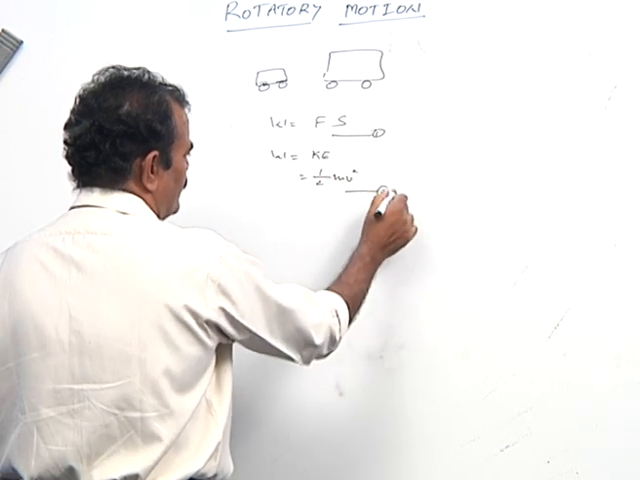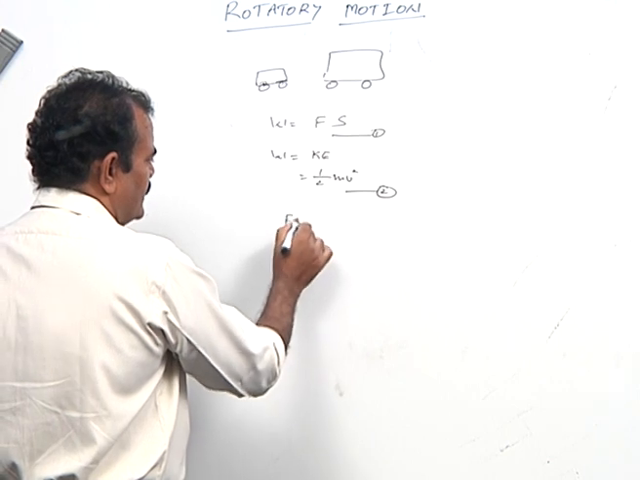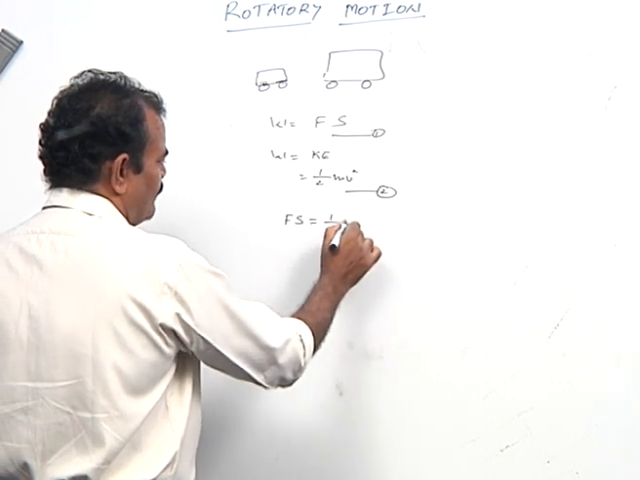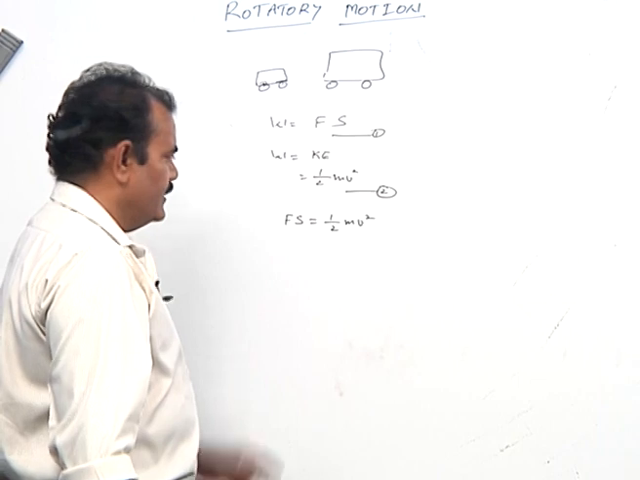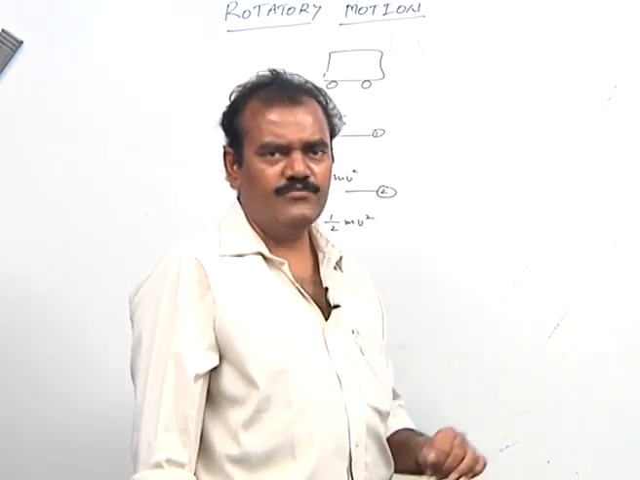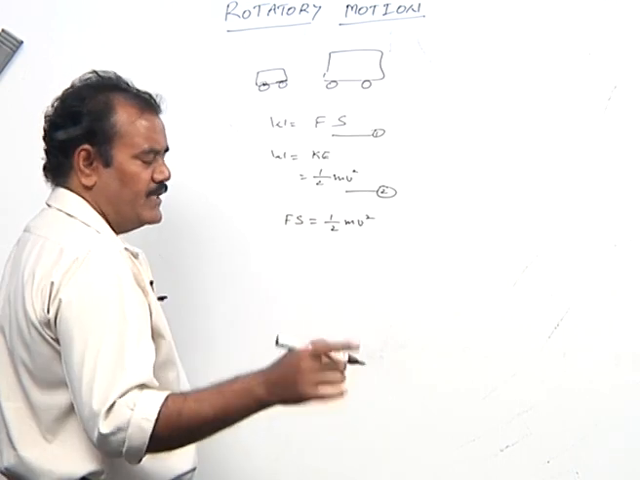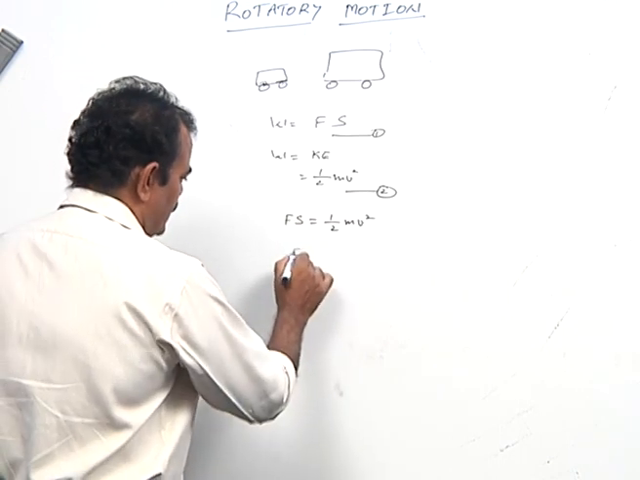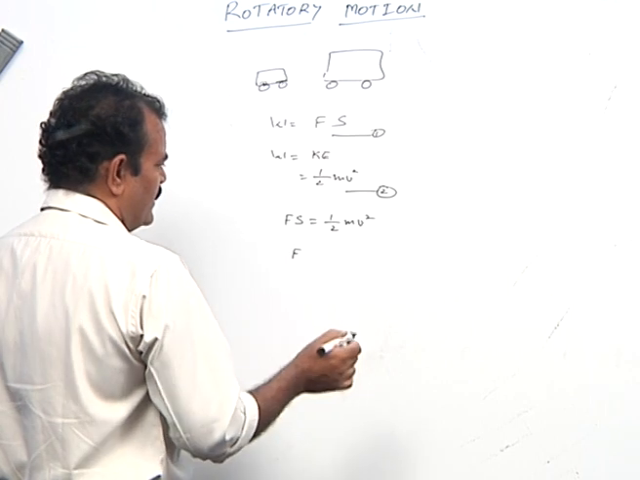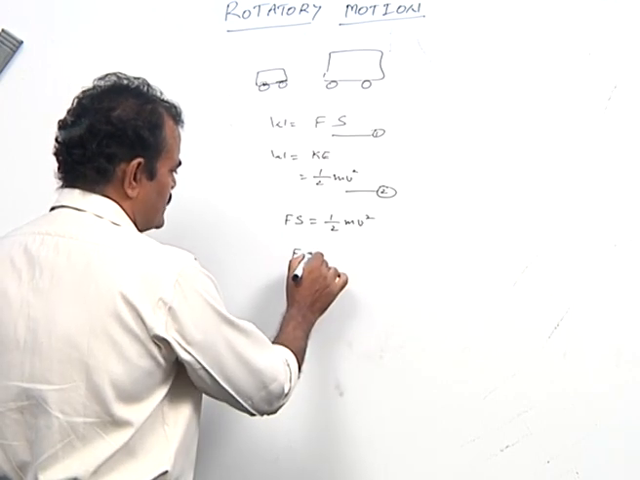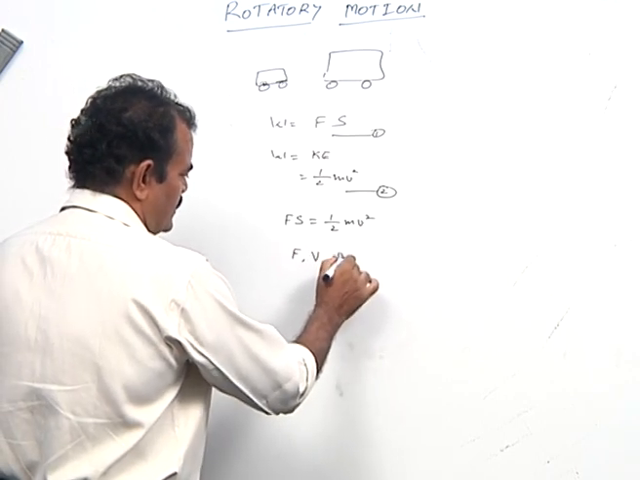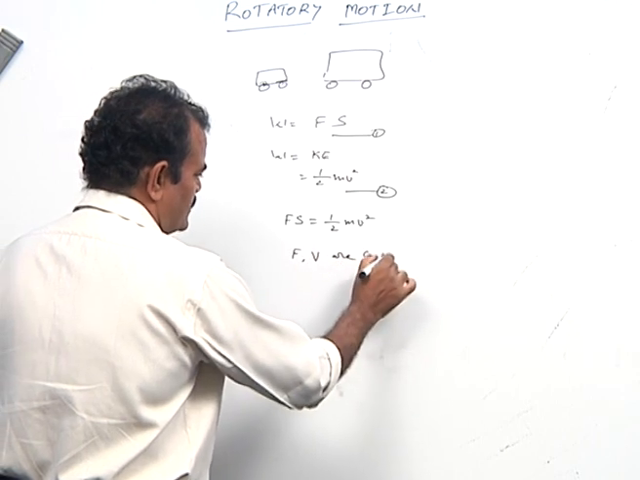Half mv square is here. From 1 and 2, we can balance that Fs is equal to half mv square. Now here F is already constant. Why? Because already you are mentioned they are stopped by a same retarding force. So that's why here F is a constant, and thereafter they are moving with the same velocity. V is constant. So F comma V are constants.